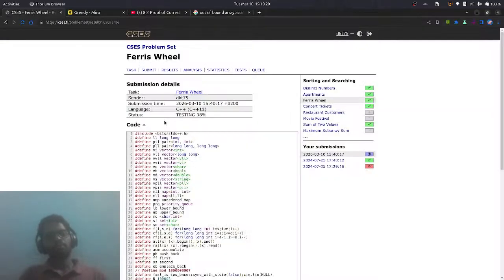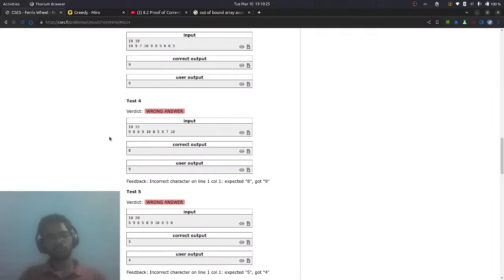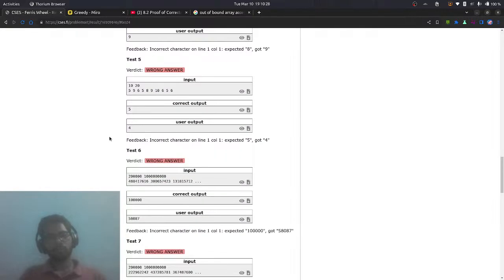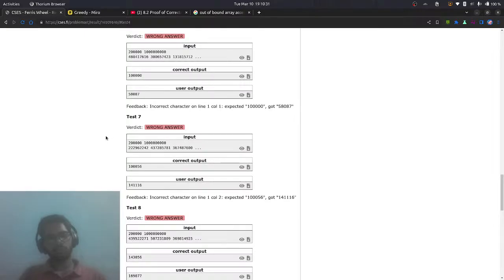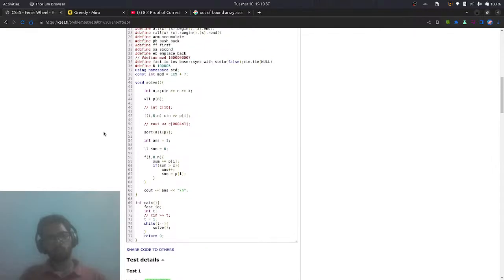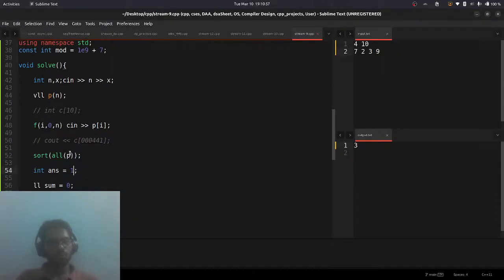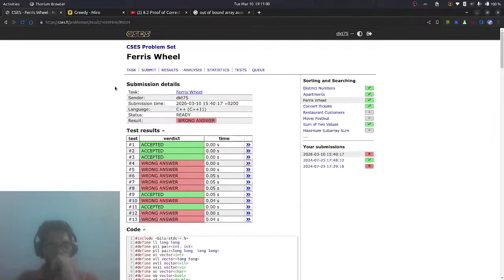Should work. Okay, it did not work well. Should not exceed.